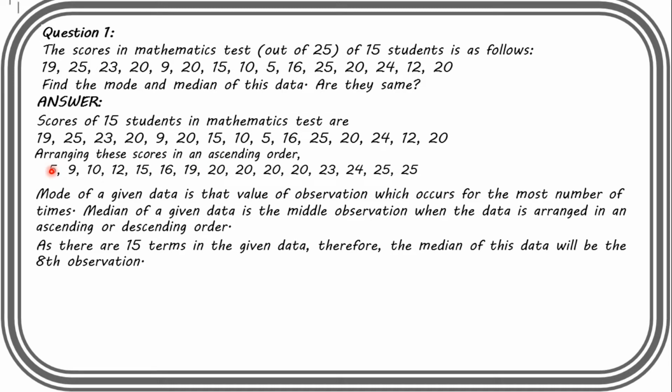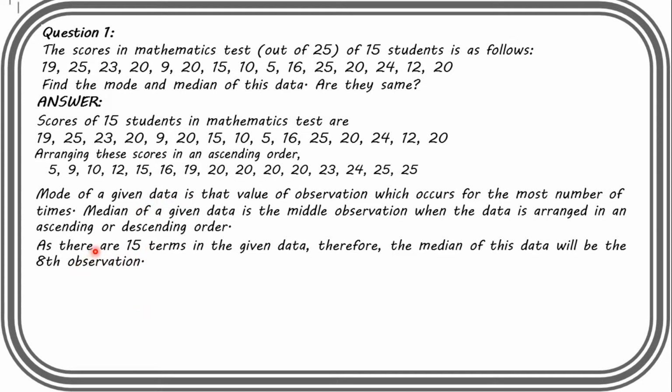So first we'll see which terms come the most number of times. So here we can see that 5 comes one time, 9 comes one time, 10, 12, 15, 16, 19. All these numbers come one time. Whereas if we talk about 20, it comes 4 times, 23 comes one time, 24 comes one time, and 25 comes 2 times. So here we can see that the number 20 comes the most number of times. So here we can say that the mode is 20.